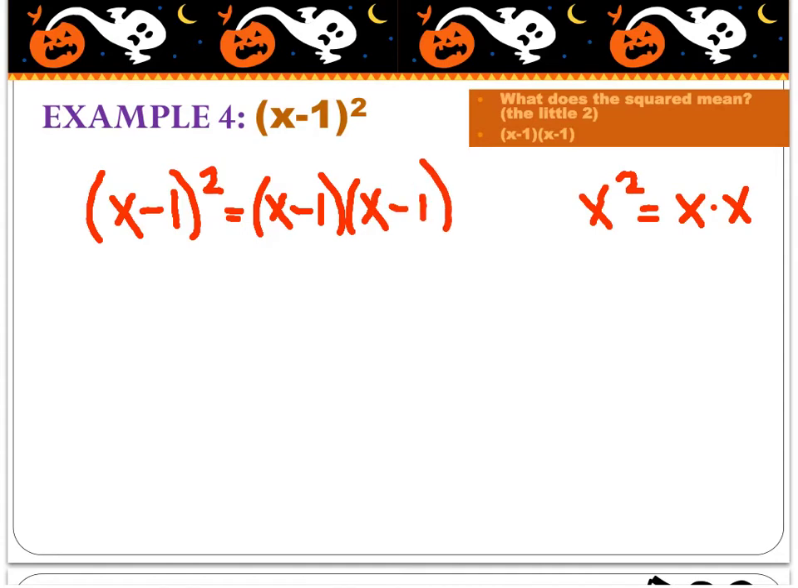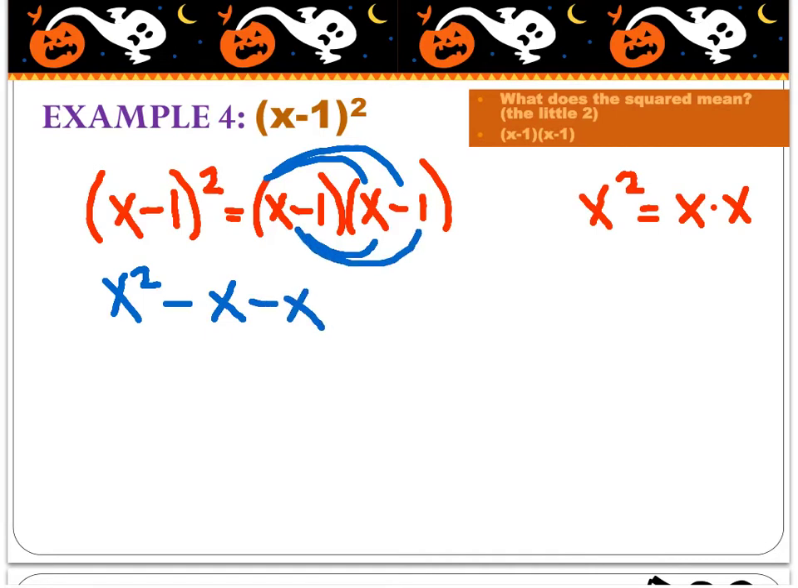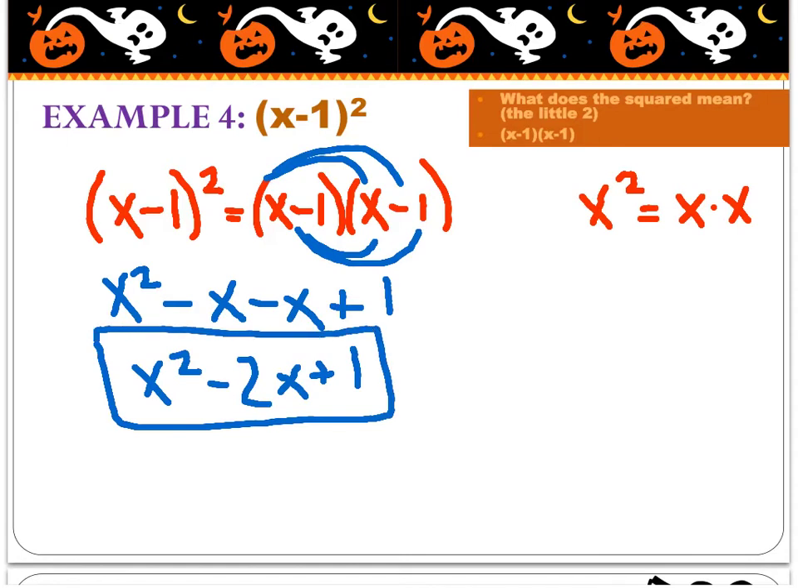Alright, now we double distribute, so x times x gives me x squared. X times negative 1 gives me negative x. Negative 1 times x gives me negative x. Negative 1 times negative 1 gives me positive 1. Combining like terms, I get x squared minus 2x plus 1. And there's my final answer. So just remember, anytime you see something squared, that means you multiply it times itself, okay?